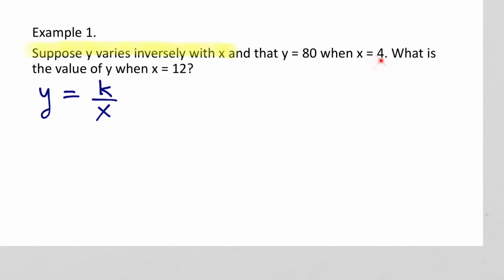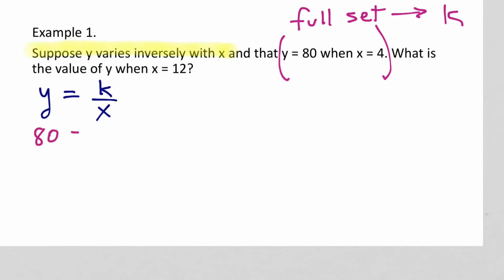Okay, so the first thing that we're given is that y is equal to 80 when x is equal to 4. So this right here fully defines your problem. I like to call this a full set of values. Okay, we use our full set to find out what k is for our given problem. So if I plug 80 in for y, not knowing k yet, and I plug 4 in for x, I'm able to calculate what my constant of variation is. It ties these two numbers together.